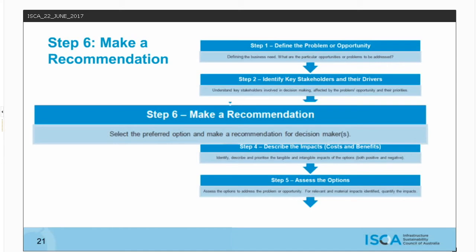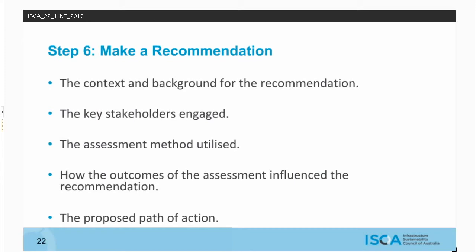When developing the recommendation for decision makers, think about and include the following: the context and background for the recommendation you're making, the key stakeholders that you have engaged, the assessment method used, how the outcomes of the assessment influenced the recommendation made, and the proposed path of action going forwards. Back to the conversation between Louis and Steve.